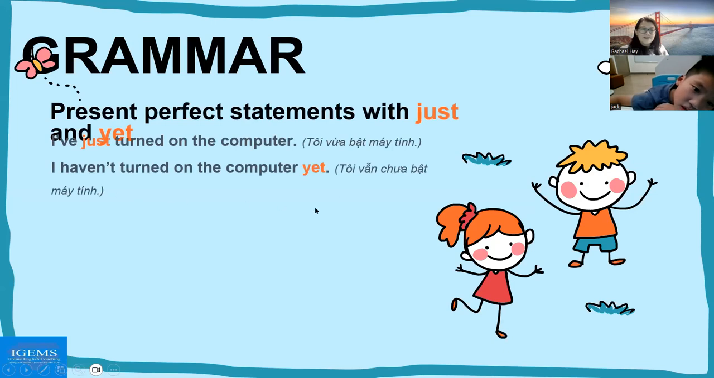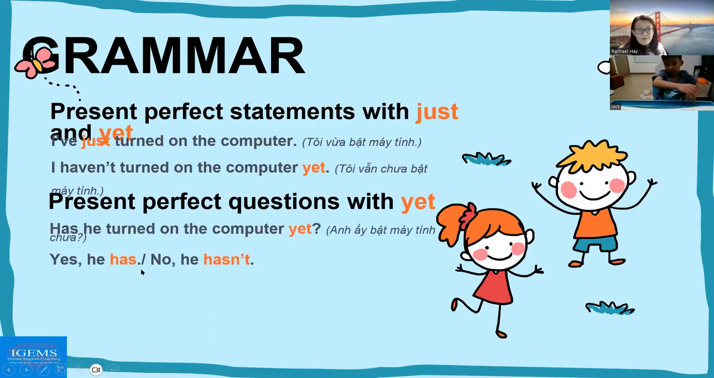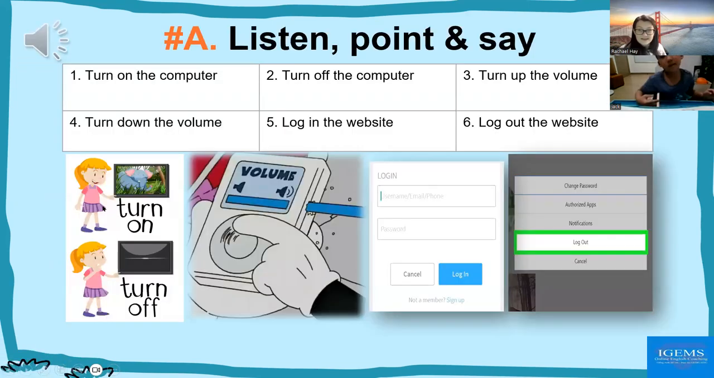Okay. So we're going to learn how to make a sentence using just and yet. So we can say, I've just turned on the computer, which means I've just done it right now. Or you can say, I haven't turned on the computer yet. So that means you haven't done it yet, but you are going to. And then a question, we say, has he turned on the computer yet? Do you understand? Yes.